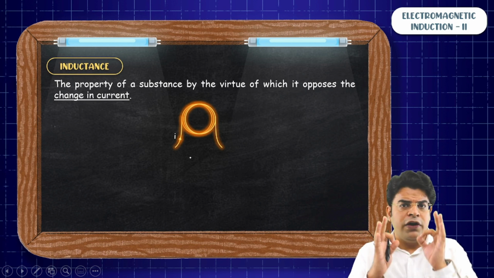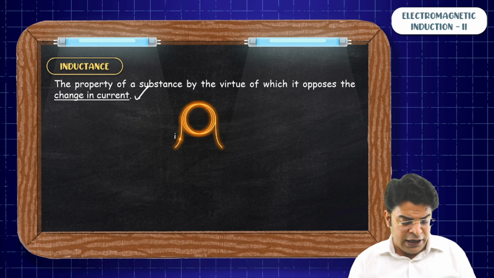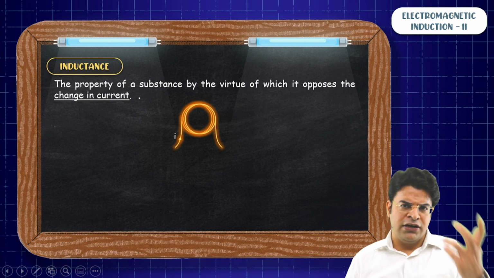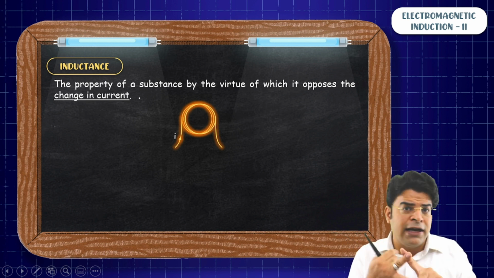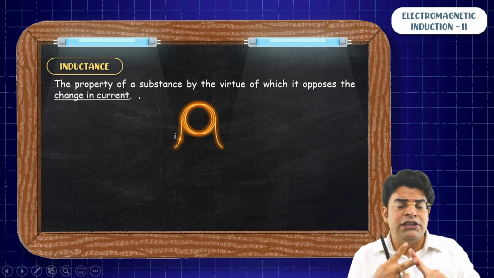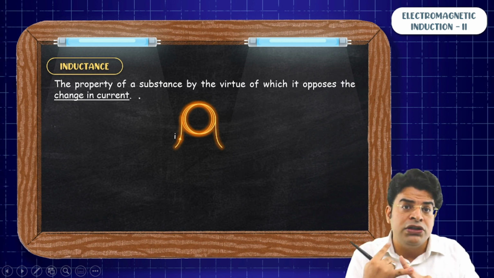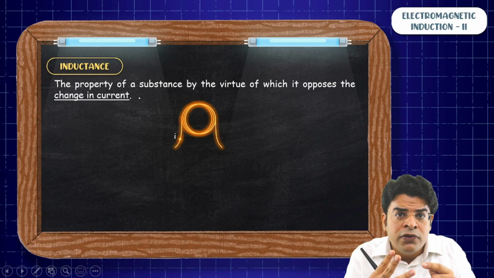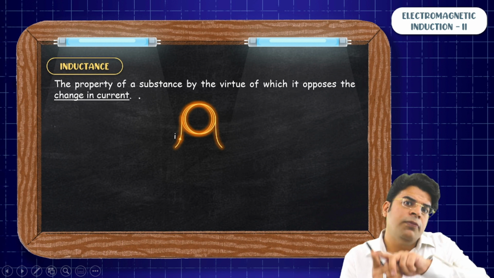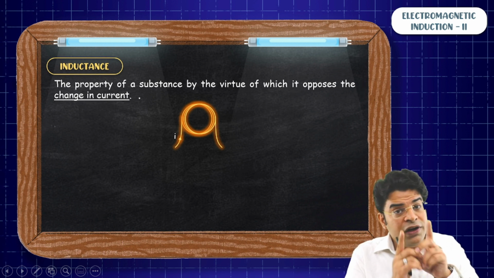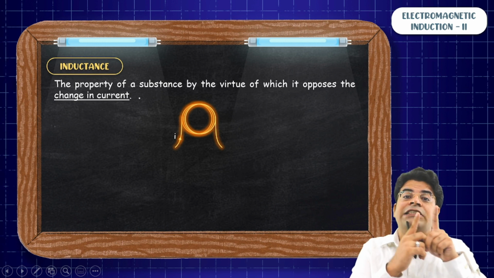The property of inductance is the property of a substance by virtue of which it opposes the change in current. But why will anything oppose the change in current? For the simple reason: current produces magnetic field, which produces magnetic flux. When the current changes, the field changes, the flux changes, and when flux changes, an EMF is produced which tries to oppose the change in flux. And the flux is changing because the field is changing, so the EMF produced tries to oppose the change in magnetic field. And the field is changing because current is changing, so the EMF produced tries to oppose the change in current.